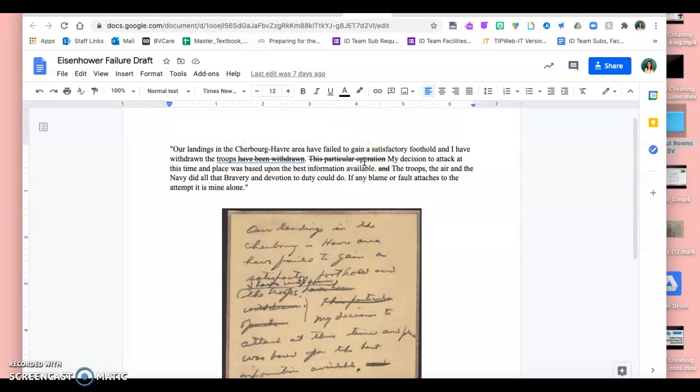You might point out that he was very passive at first, right? When he's saying the troops have been withdrawn, this particular operation, but revised it so that he took ownership and responsibility. I have withdrawn the troops. That use of the pronoun, my decision, pronoun there. These indicate that he's taking responsibility.